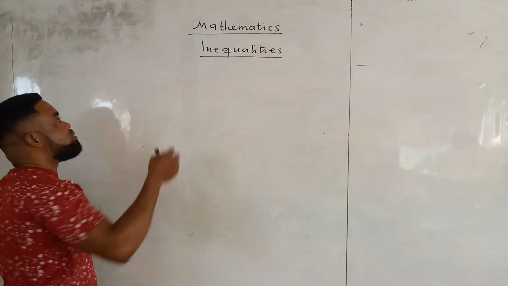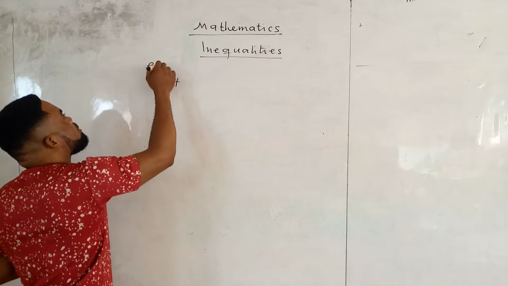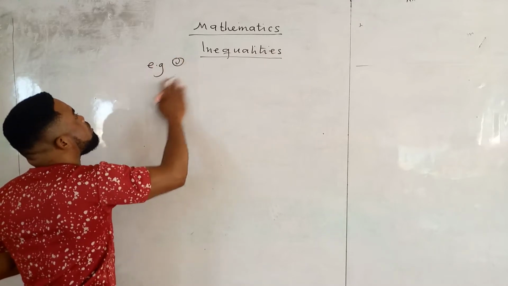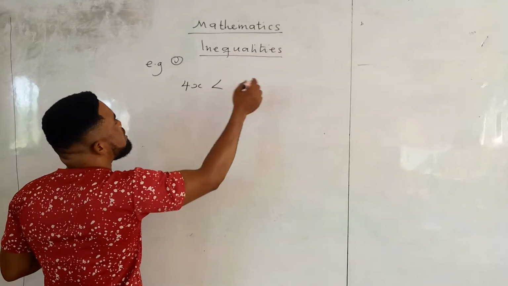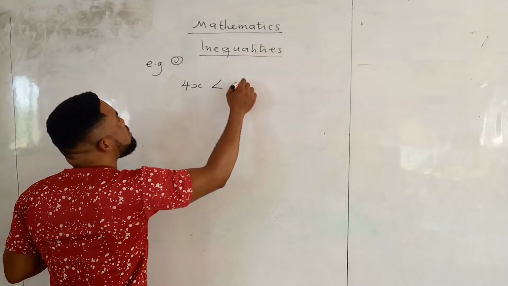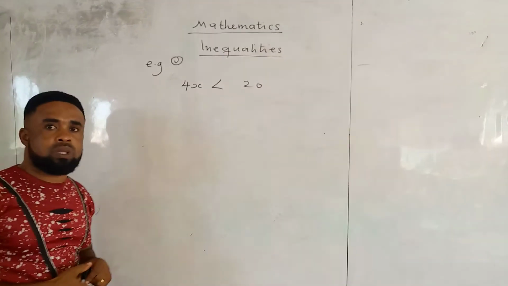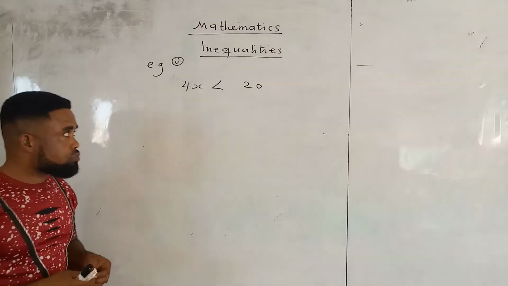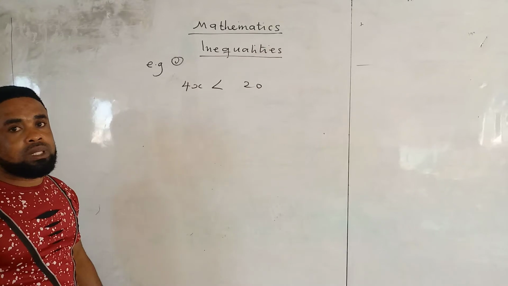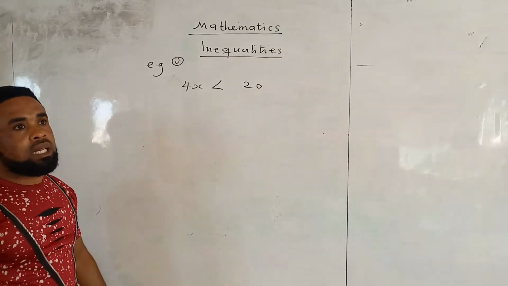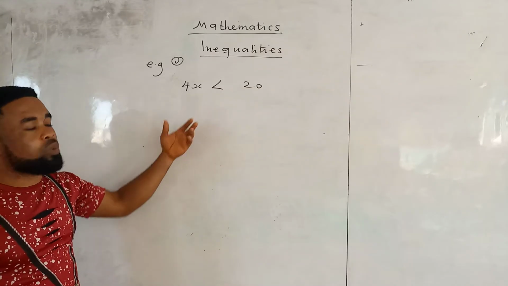So I have, say, example 1: 4x less than 20. 4x less than 20. As usual, you group what? Like terms. But when you look at this problem critically, you see that the like terms have been grouped already.